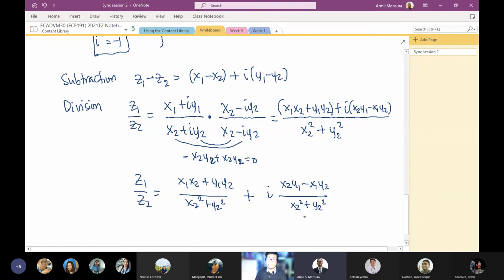Notice that I have to separate the real part and the imaginary part of the quotient, because we have to write this in rectangular form. Is this understood? Okay, good.